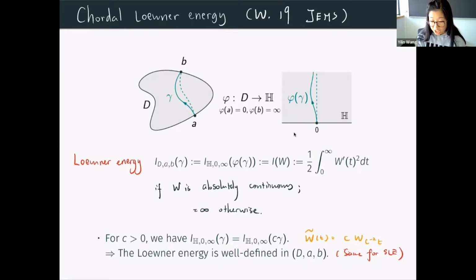However, we can check that because of this transformation rule of the driving function, the new driving function under scaling would look like this. It actually has the same Dirichlet energy. That's why the Loewner energy of gamma is well defined in any simply connected domain. And that's also the other reason why SLE is well defined in the domain DAB, because Brownian motion is invariant under this transformation.